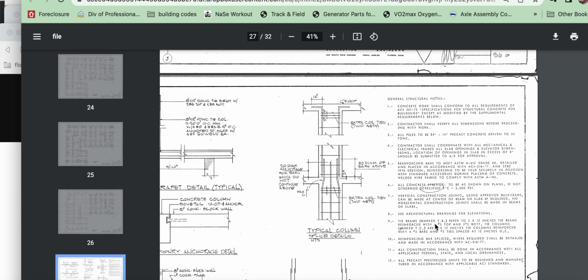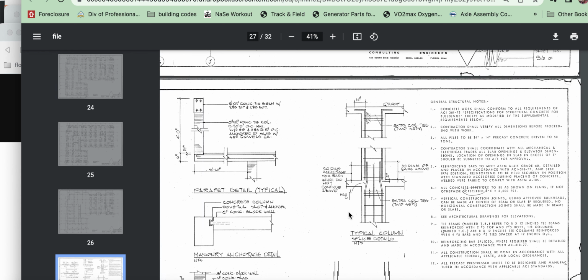Tie beams marked TB and tie columns marked TC are 8 by 12 inches, tie columns reinforced with 4 number 5 bars and 2 ties spaced at 12-inch on center. And these are number fives.